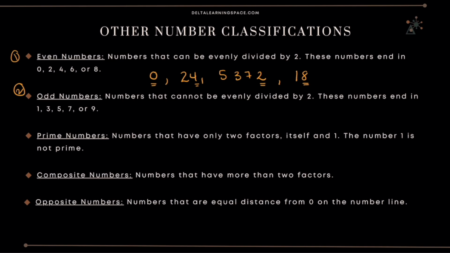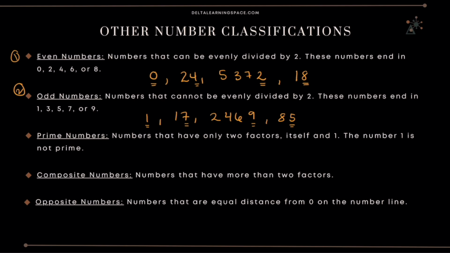These will end in 1, 3, 5, 7, or 9. A few examples of that are 1, 17, 2,469, and 85. Because these values end in 1, 3, 5, 7, or 9, they will be considered odd.